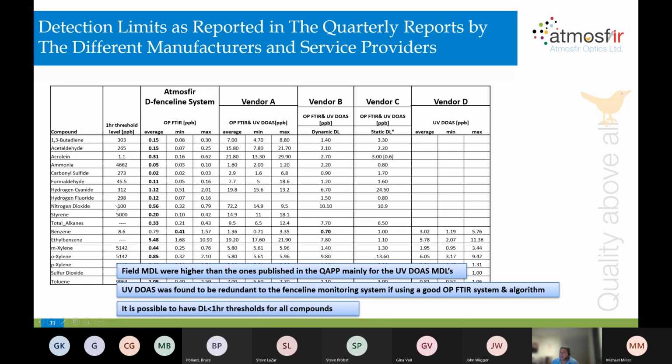The second thing that we can see is that all the compounds can be measured below the threshold. At least 2 refineries said that they can measure everything, including the acrolein, below 1.1 ppb.